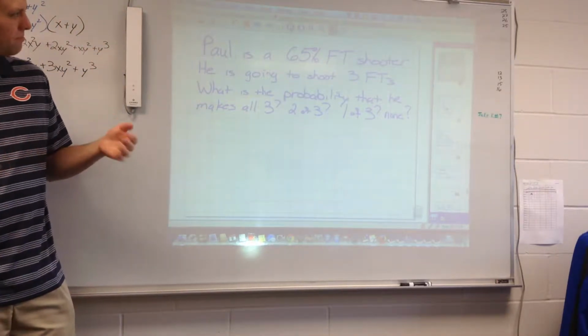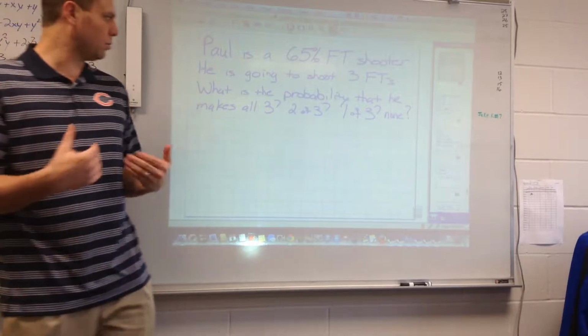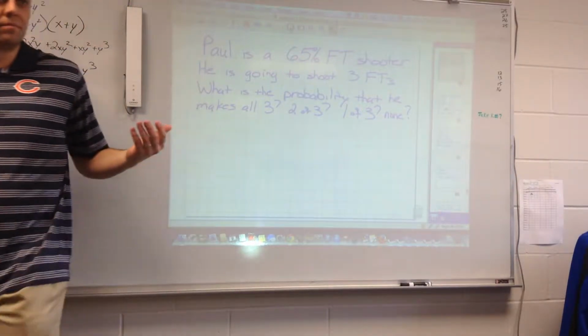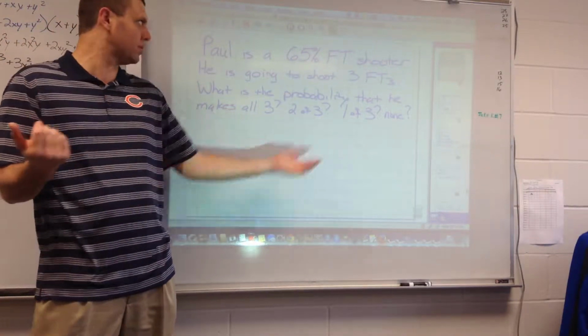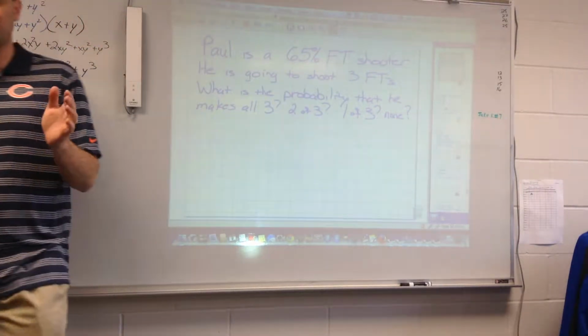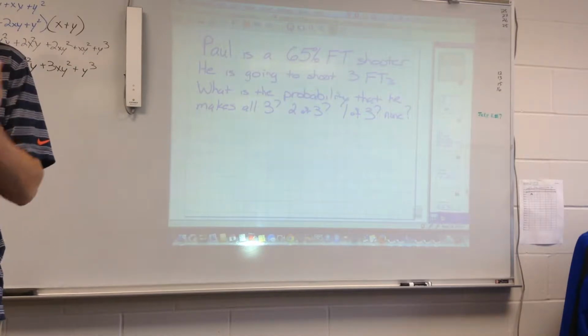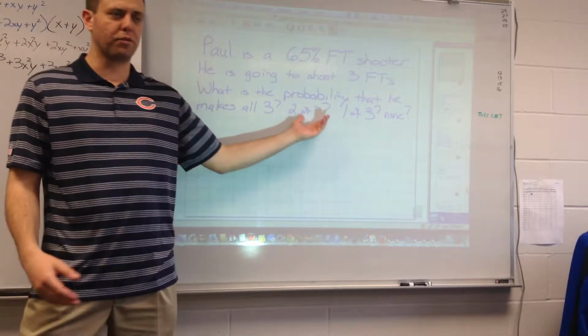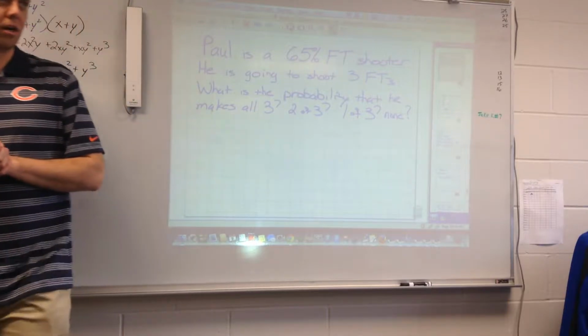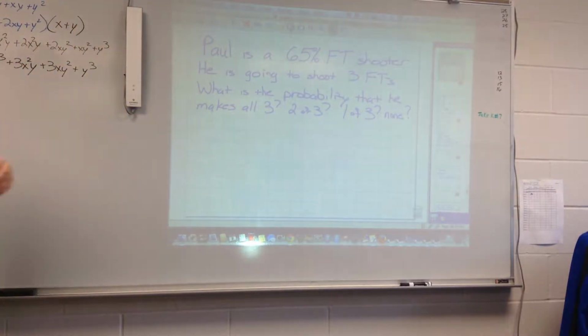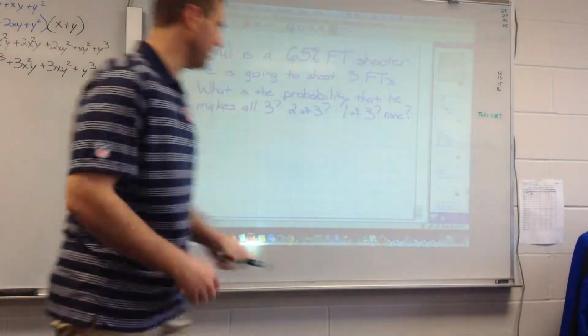Now, you probably have a pretty good guess which one's most likely to happen: hitting 2 out of 3, because 2 out of 3 is 66 2/3%, pretty close to 65%. So the best possibility would be him making 2 of the 3. But again, I want to see how likely those other outcomes are. So with that, let's do a couple of the easy ones.